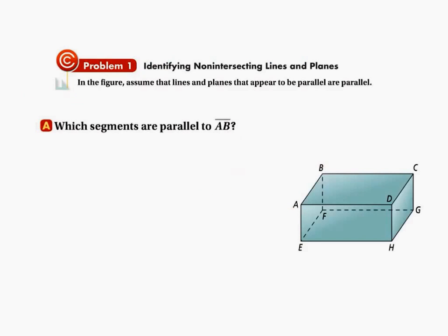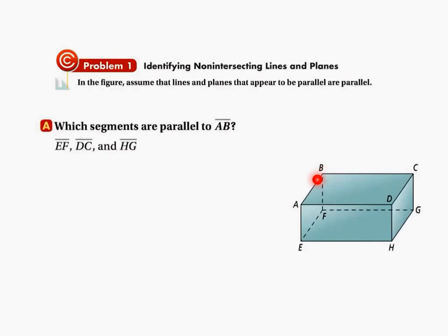Here's a problem. It says in this figure, assume that lines and planes that appear to be parallel are parallel. And the question is, which segment is parallel to line segment AB? Now, believe it or not, there is more than one line segment that is parallel to line segment AB. In fact, there are three of them: line segment EF, line segment DC, and line segment HG.